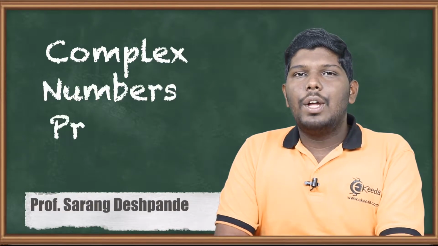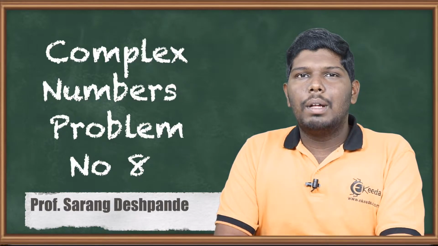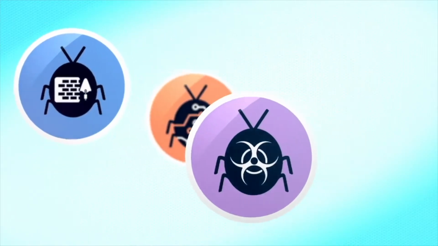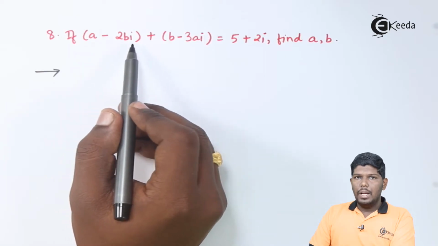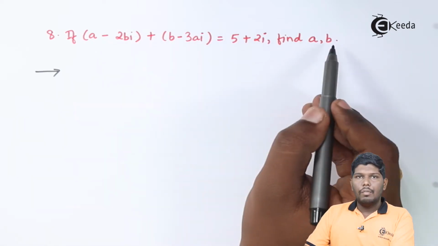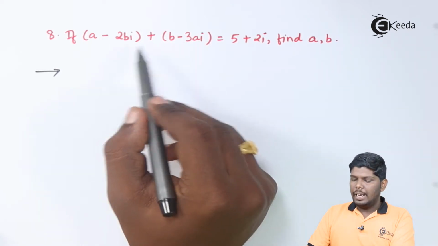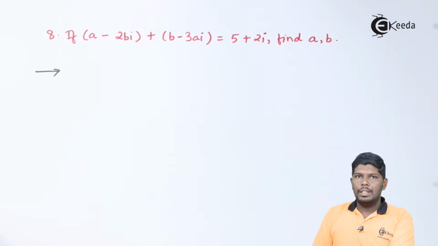Hello friends, in this video we are going to see the last problem of complex numbers. Let us start with problem number 8. If a minus 2bi plus b minus 3ai is equal to 5 plus 2i, find the value of a and b. Again, we need to compare these two parts, get the real and imaginary parts separated, and then we can solve the two equations simultaneously.